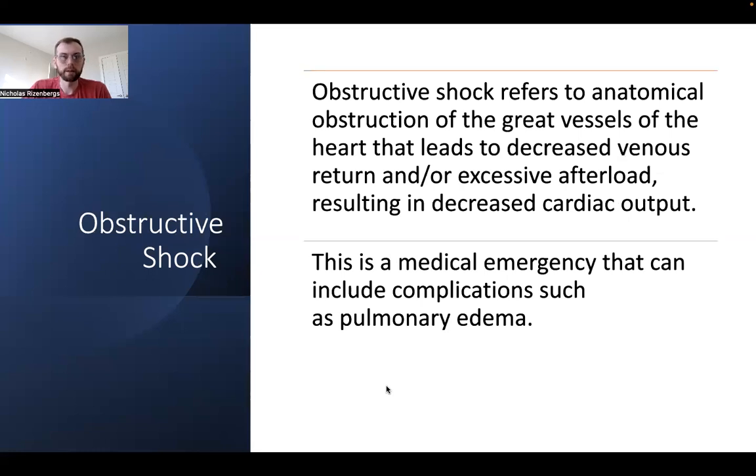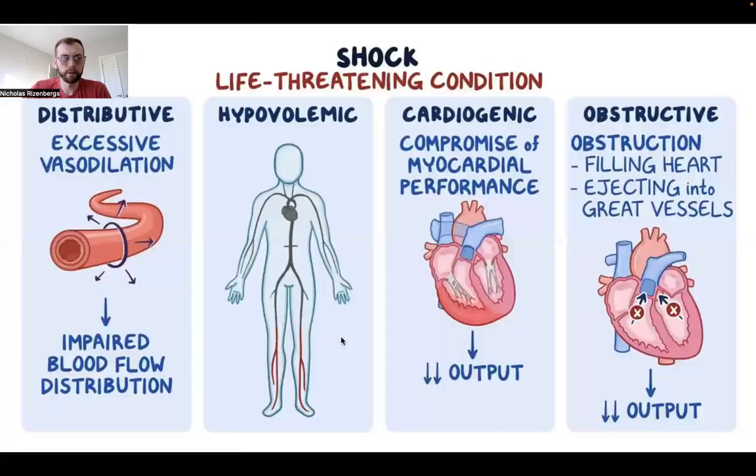Obstructive shock. So that's an anatomical obstruction of the great vessels of the heart and leads to decreased venous return or excessive afterload, resulting in decreased cardiac output. This is a medical emergency and can include complications such as pulmonary edema. So here's just a short little overview just to give you a little visual of those.